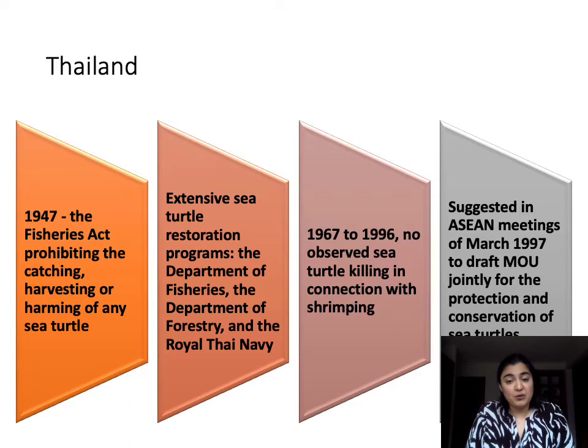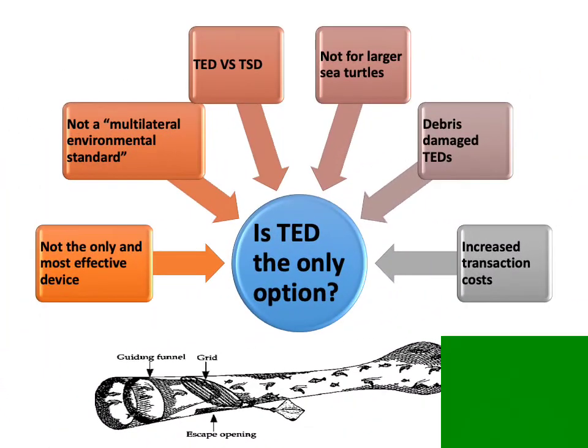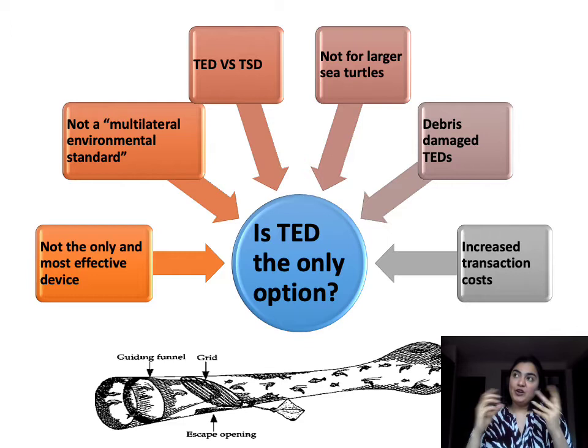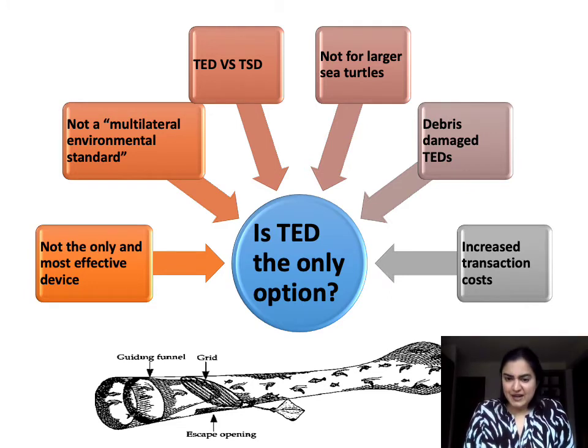Thailand had its own arguments. Thailand said that we have legislation, we have a Department of Fisheries, which is only taking care of not killing sea turtles. And moreover, from 1967 to 1996, we have no observed case of killing a sea turtle in connection with shrimping. So it doesn't happen in our waters, and therefore it is not a concern for us. So pretty much the challenges against the US boiled down to the point: is TED the only option?